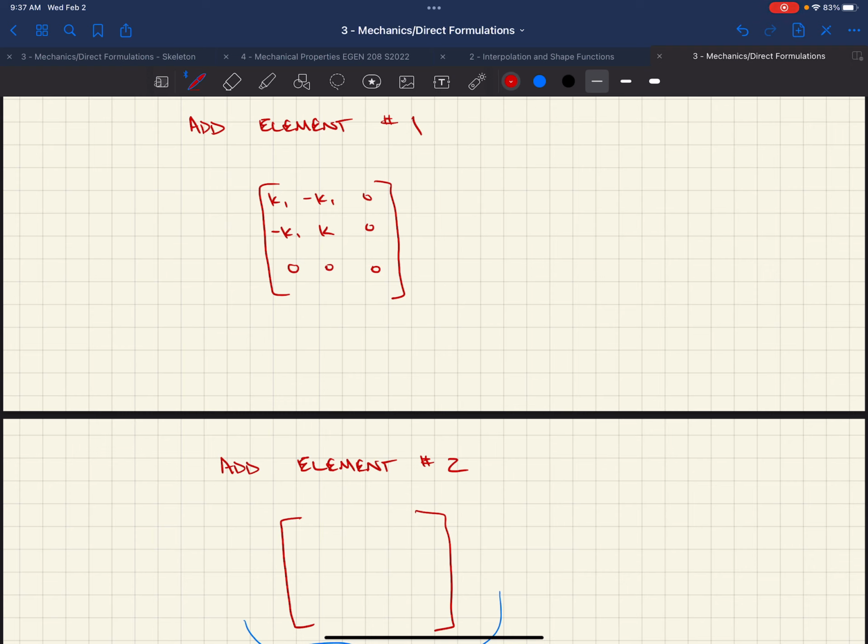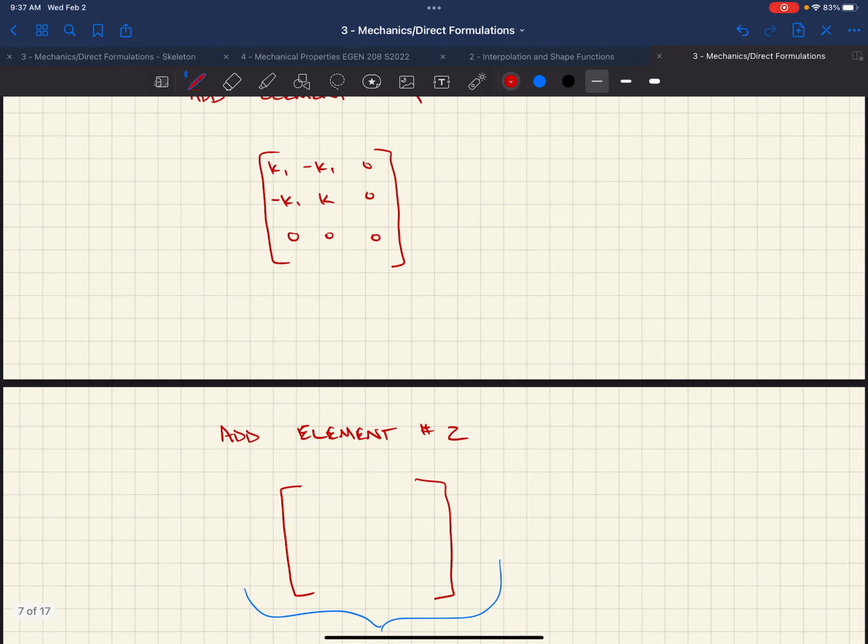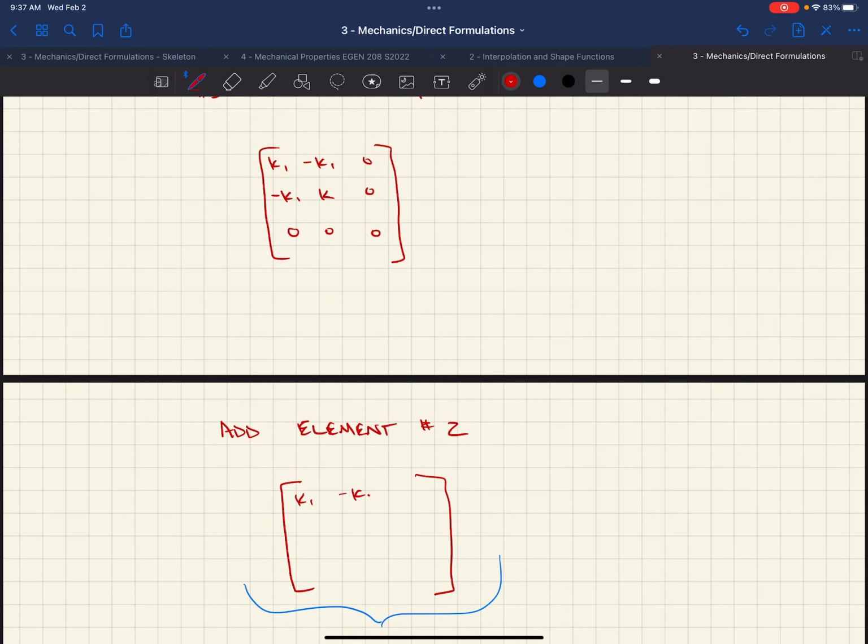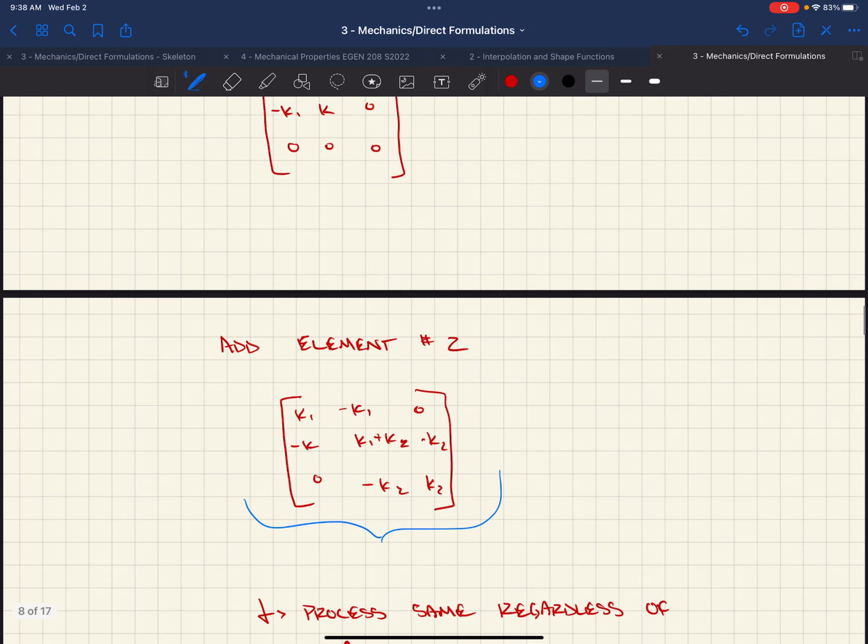Then we can finally add in element 2. So we already have K1, minus K1, minus K1, K1. Now we need to add in K2, minus K2, minus K2, and K2. This process is called assembly, as I mentioned. We got the exact same answer.